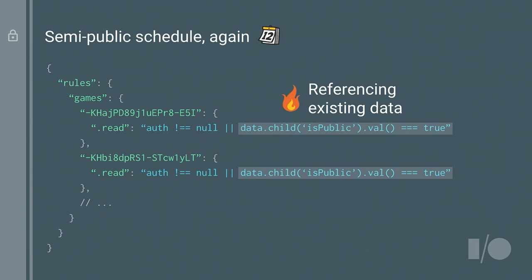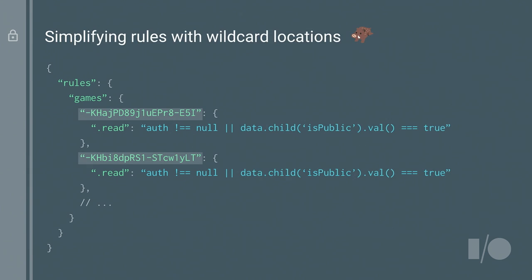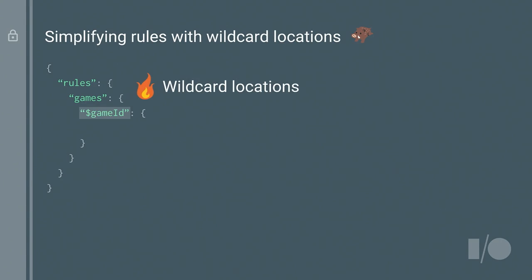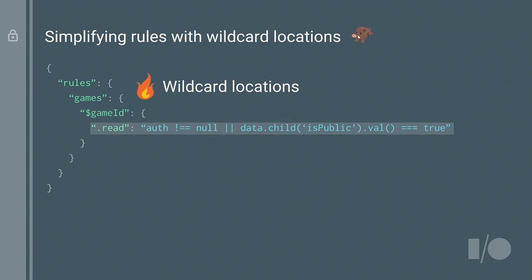So this is getting us closer, but we still have another problem. These game IDs are randomly generated push IDs, and we actually won't know what they are before our app is sent to production. So we can't hard code them into our rules. And also, we don't want to have to specify the same rule over and over for all these different games. So we can go ahead and get rid of all of that and replace them with what we call wildcard locations. That's what this dollar sign represents. So $game_ID is a wildcard character, kind of like a variable, that will match all strings. So it'll match all of those game IDs that we previously saw. And now, instead of specifying this rule that we saw earlier for every single game, we only need to specify it one time.